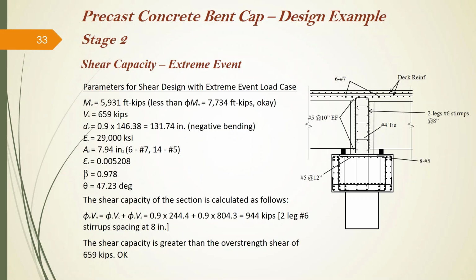Now we go through the standard shear design, per AASHTO, and we look at the amount of shear stirrups that we need. We are providing 2 legs of number 6 at 8 inches each that goes through the whole cap beam, and we'll calculate that, and we are seeing that our capacity is 944 kips, which satisfies the Extreme 1 demand at this stage for shear.